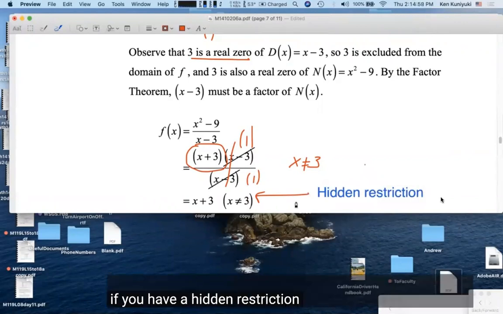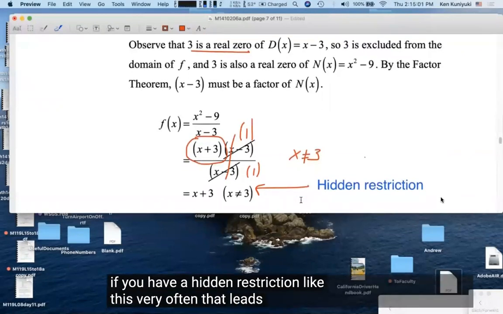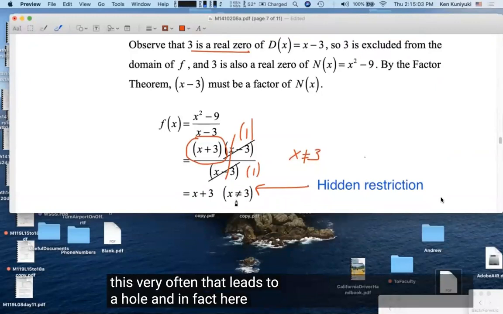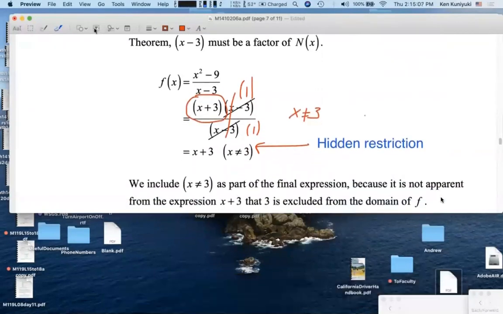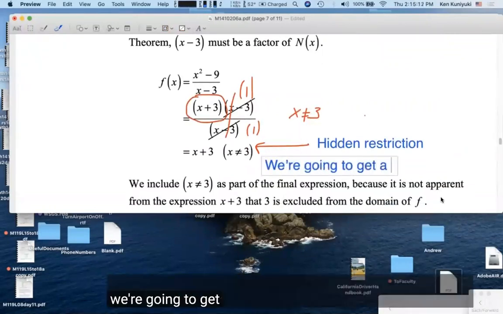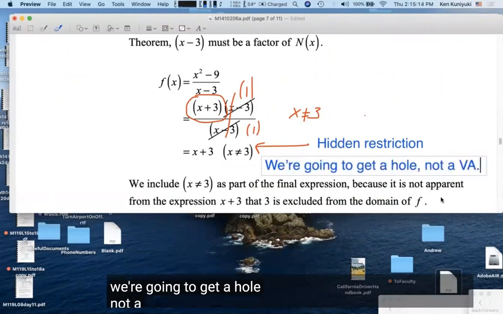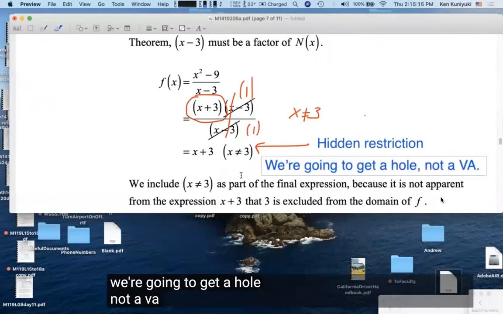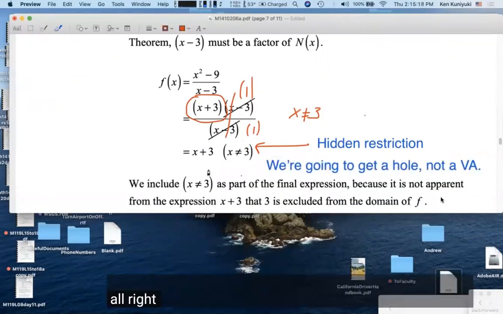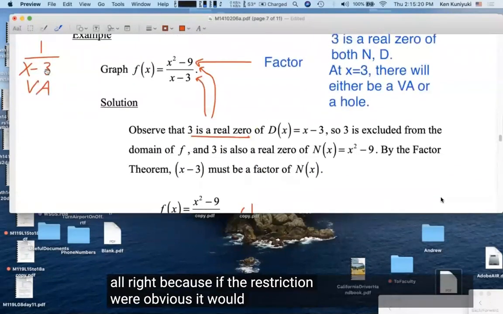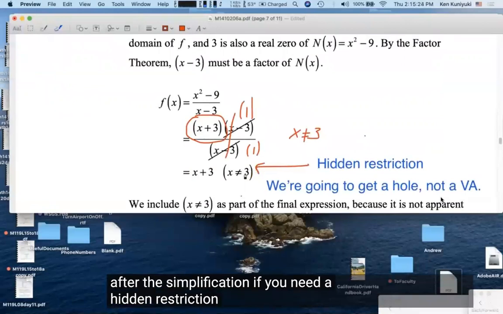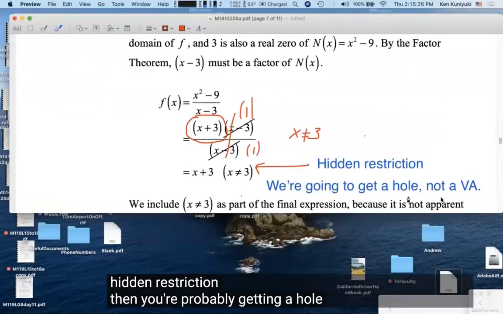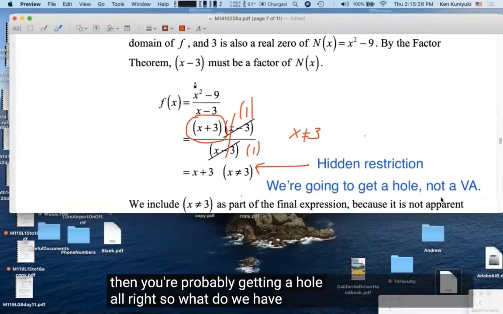If you have a hidden restriction like this, very often that leads to a hole. And in fact, here, it will lead to a hole. We're going to get a hole, not a VA. Because if the restriction were obvious, it would be a VA after the simplification. If you need a hidden restriction, then you're probably getting a hole. All right, so what do we have here?